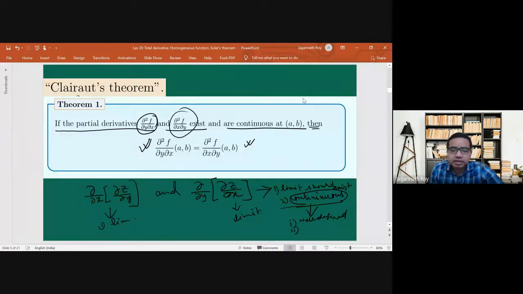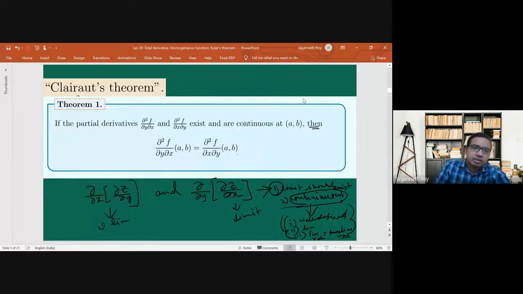Then second criteria is the limit will exist. That is again, first one is satisfied. And third is the limit value equals the function value. Okay, so the limit value and the functional value. So in that situation, the mixed partial derivatives at that point will be equal. So this is given by Clairaut's theorem.